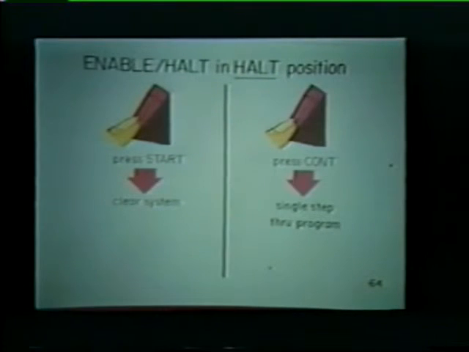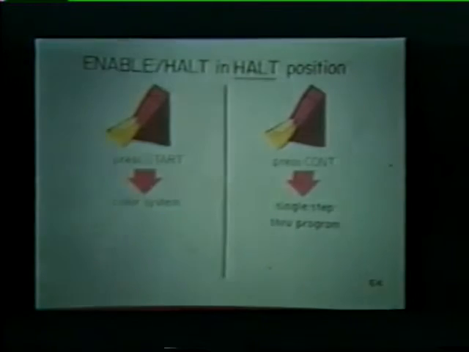With enable halt in the halt position, the consequences of pressing start and continue are quite different. Pressing start causes only a system clear. The system does not start. On the other hand, pressing continue causes the program to perform one step and then stop. Thus, by repeatedly pressing continue, the operator can single step through a program. This is a big help to us if we're debugging either a hardware or software problem.